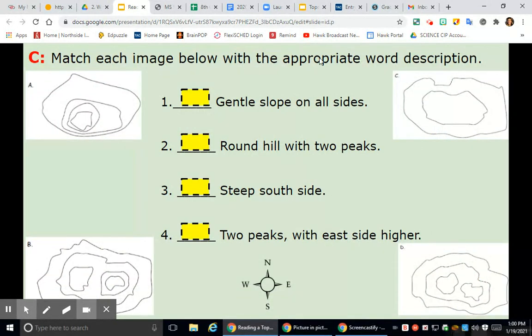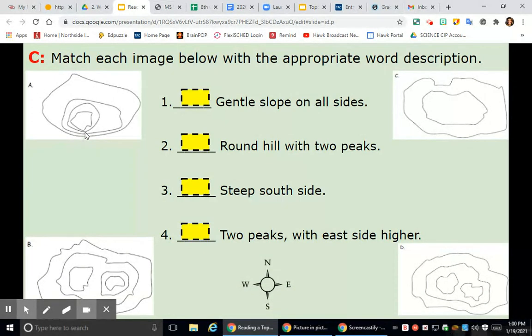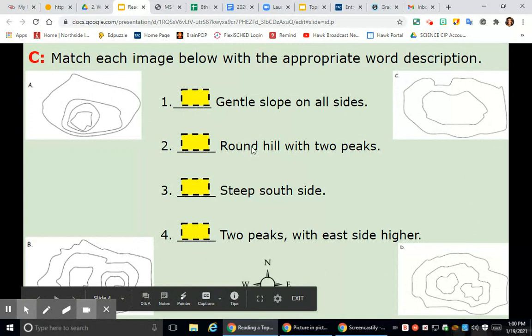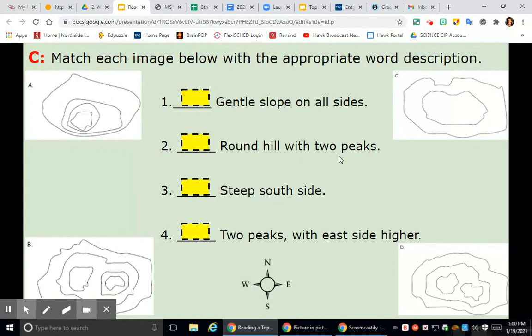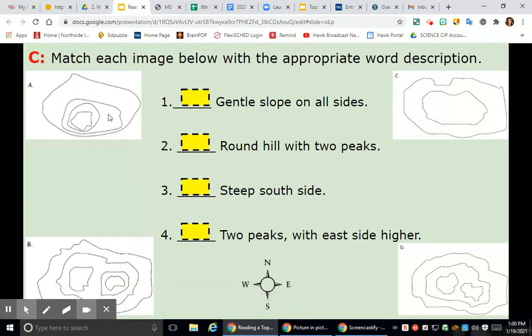For our connection, match each image below with the appropriate word description. So a gentle slope on all sides. Okay, it could be either of these 3. Here I see a steep slope, so it wouldn't be A, so we'll skip that and see if we can narrow it down. Round hill with 2 peaks. So it's either going to be this one or this one. I see 2 peaks, one here, one here, one here, one here. So round hill with 2 peaks could be either of those.